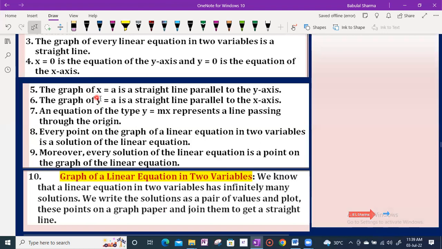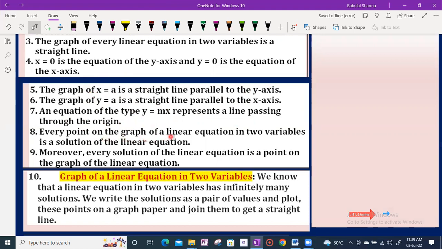The graph of x is equal to a, here there is no y variable, so whatever graph is formed will be parallel to y axis. Similarly, the graph of y is equal to a means here there is no x variable, it is a straight line parallel to the x axis. An equation of the type y is equal to mx means here there is no constant term, so it will represent a line passing through the origin.